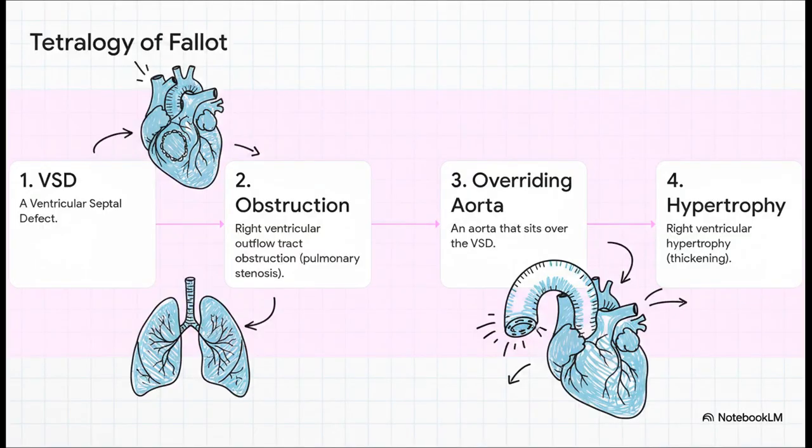Yeah, the name tetralogy literally means a group of 4. And that's because it's like a perfect storm of 4 different things going wrong at once. You've got that hole, the VSD we talked about. You've got a blockage that stops blood from getting to the lungs easily. The body's main artery, the aorta, is kind of sitting in the wrong spot, right over the hole. And finally, because of all this, the right side of the heart gets super muscular and thick from working way too hard. It's really a cascade of failures all happening together.